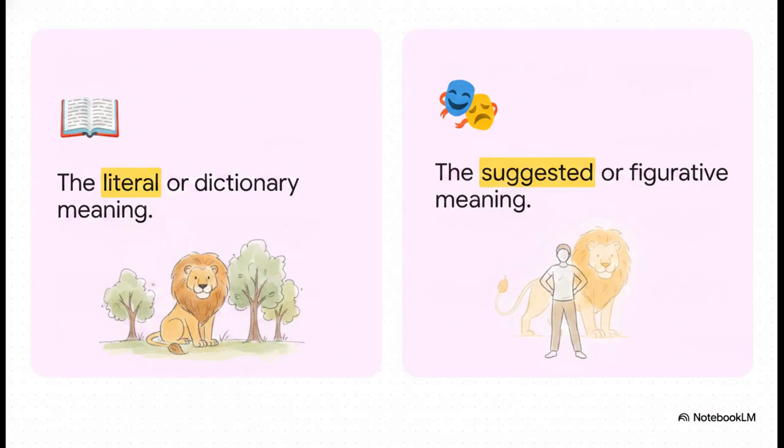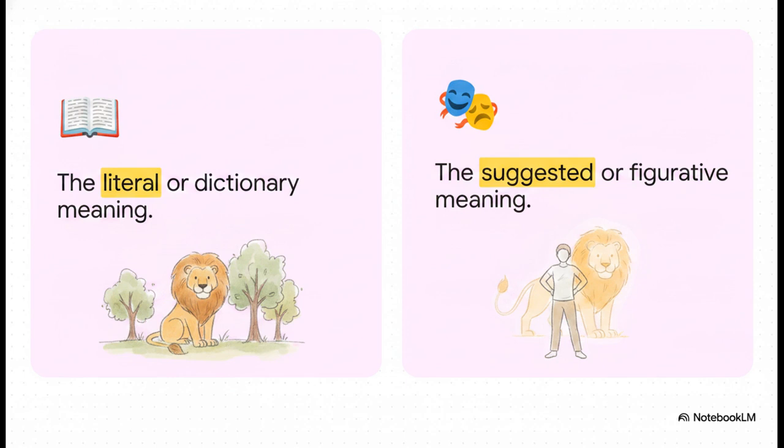So, words actually often have two totally different layers of meaning. First, you've got the denotative meaning. That's the literal, strictly by the dictionary definition. For example, the lion lives in the forest. Here, lion literally just means a large wild cat.